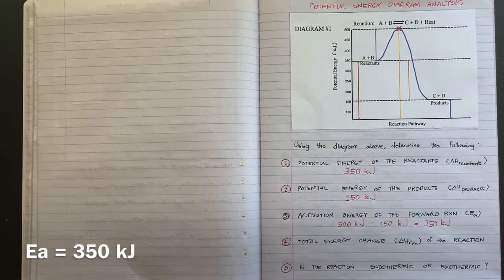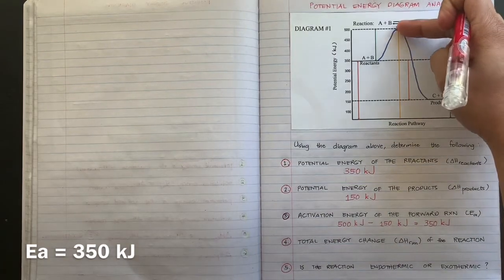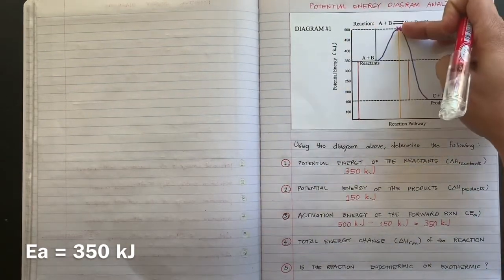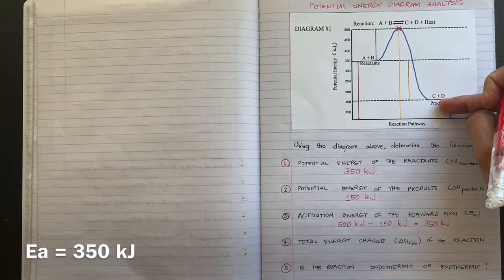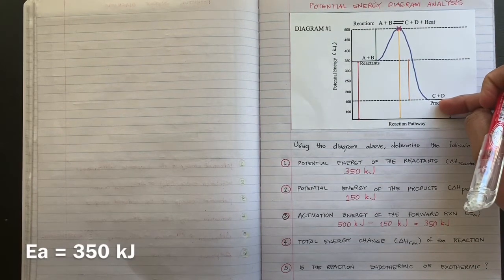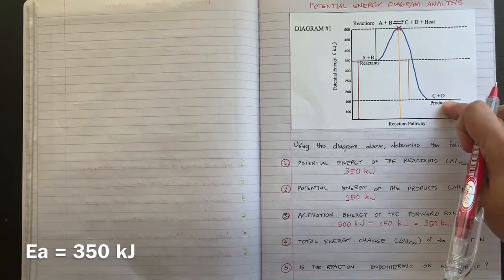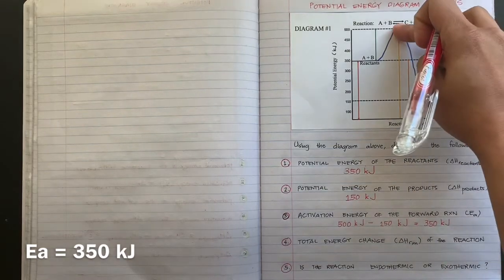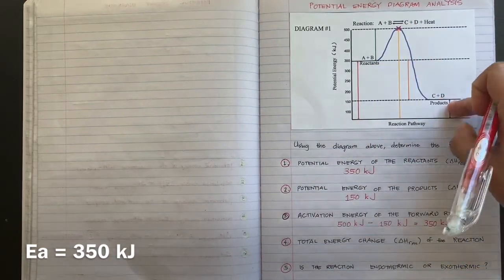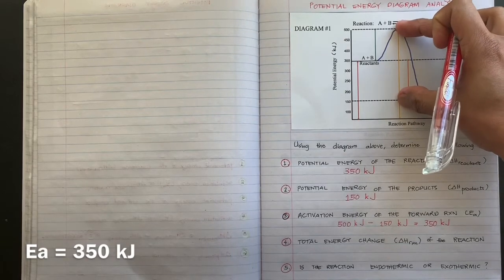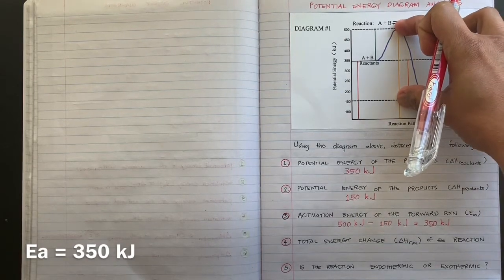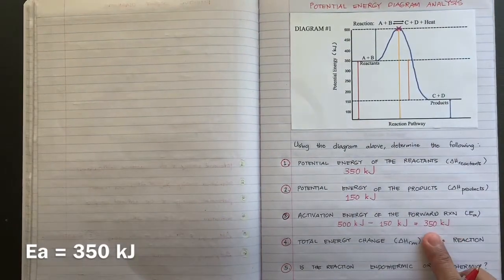Again, how did we get it? You look at the maximum point of the curve, you read its value, and subtract the minimum amount, which is actually just the potential energy of your products. So this is 500 minus 150, and the difference is your activation energy, and that is 350 kilojoules in this case.